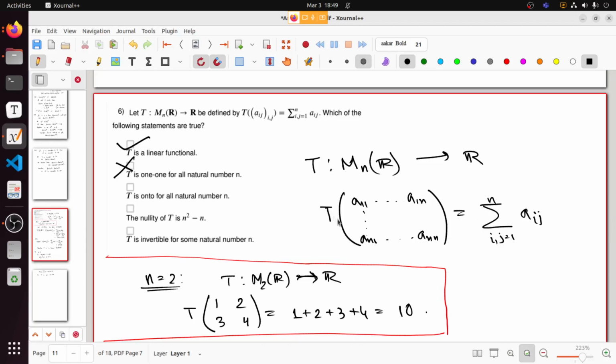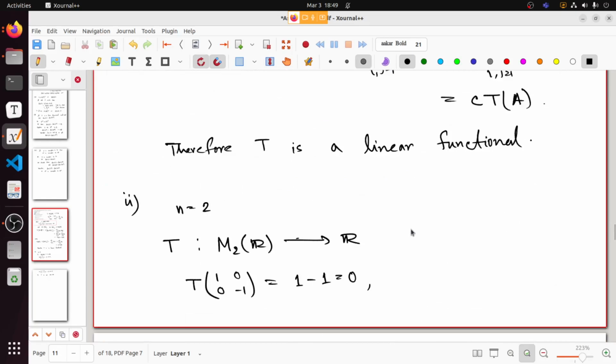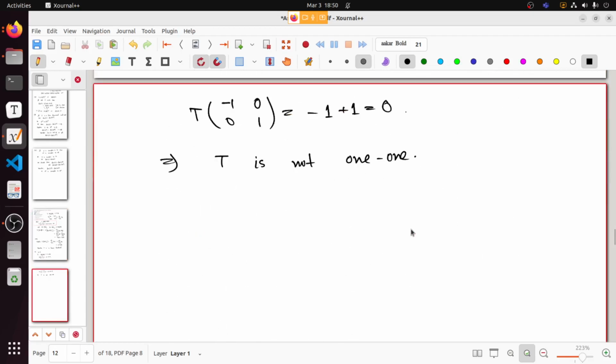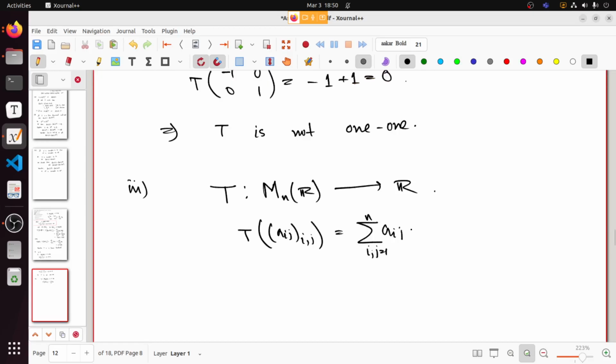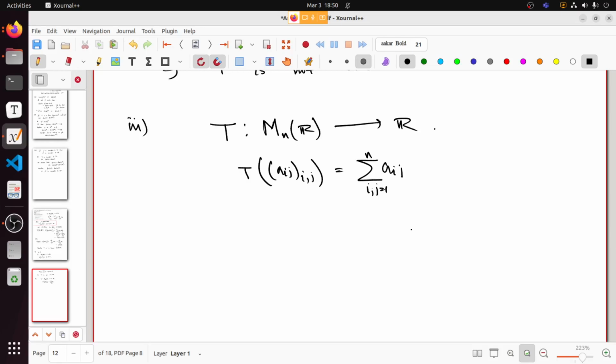Now we have to check whether T is onto for all natural numbers or not. So option number 3, you have to check that T is onto or not. So what is the map? T from Mn(R) to R, T of Aij is the summation of Aij. To show onto, you have to take any number from R and find a matrix which will map under T to that number. So let's say V in R. You have to find a matrix so that T will map that matrix to V.